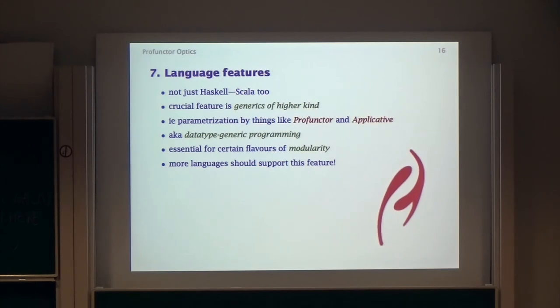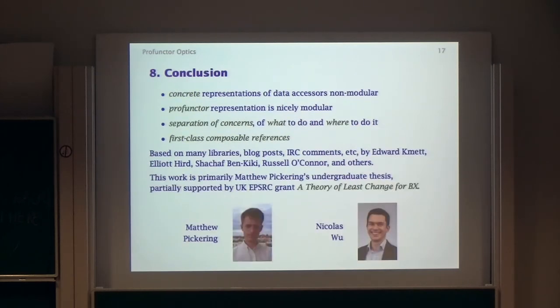So this is not just generic programming, it's something that I've talked about, written about many times, called datatype-generic programming. So you might think of these things as data types, not types, container types. And as far as I know, Haskell and Scala are the only two languages that provide parameterization by types of higher kind, operations on types. And this feature is necessary for certain kinds of modularity, and I would like more languages to support this feature. So that's my ulterior motive, if you like, for giving the talk. And with that, I'm done.